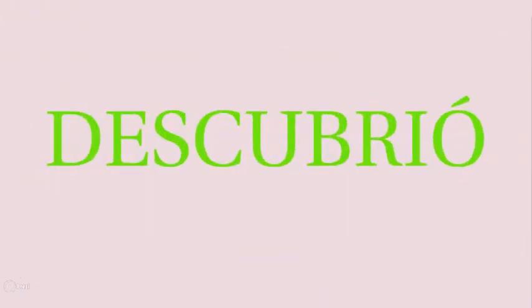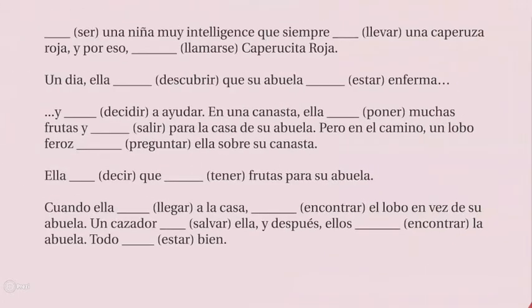Un día ella descubrir. Descubrir, to discover, only happens once. That's why it's in the preterite. This is signaled by un día, which implies it happens only once. Ella descubrió que su abuela está enferma. Estar is a state of being. It isn't just a one-time action.